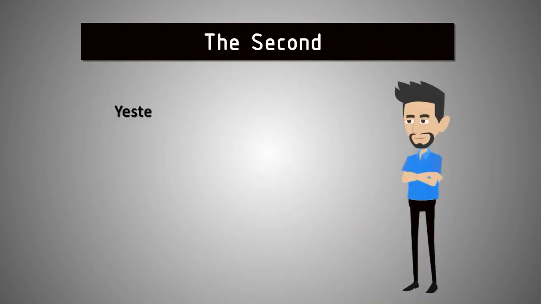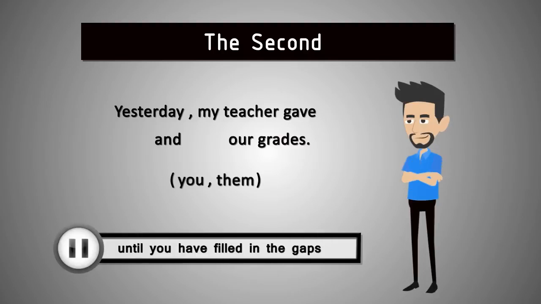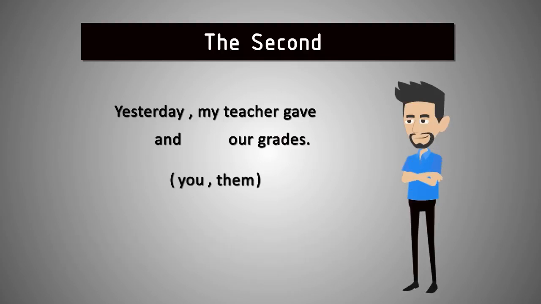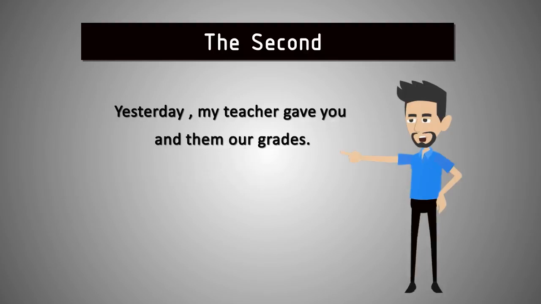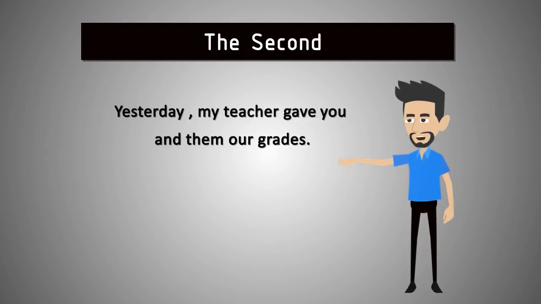Fill in the gaps. You should have had you and them. You because it is second person, and them because it is third person. How do you mark this sentence? Here is the marking.